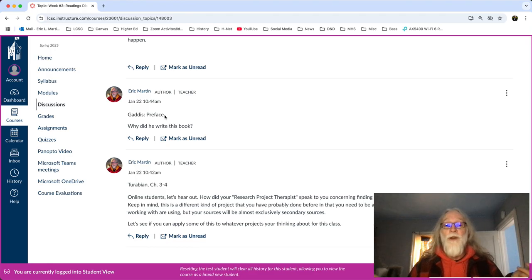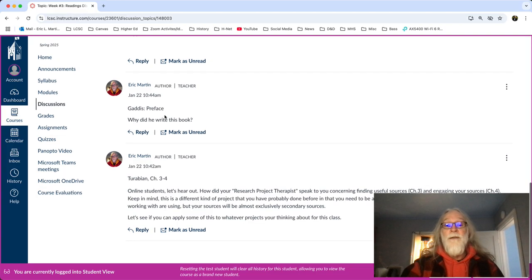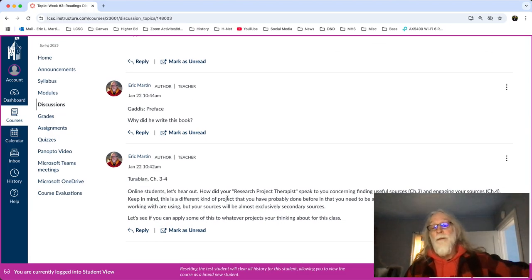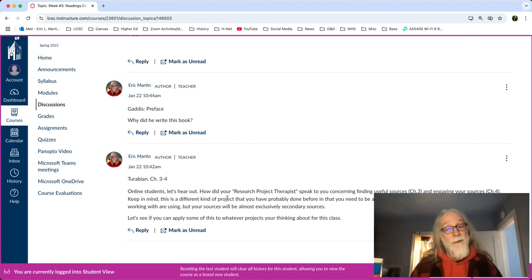We should also focus on the preface a little bit. Why do you write the book? And then finally, one of y'all talked about really getting a different view of this. It was like a research project therapist. I love the analogy. So, as you read chapter 3 on finding useful sources, as you read chapter 4 on engaging your sources, how did the research project therapist speak to you concerning your particular project? So you guys talk about that a little bit.